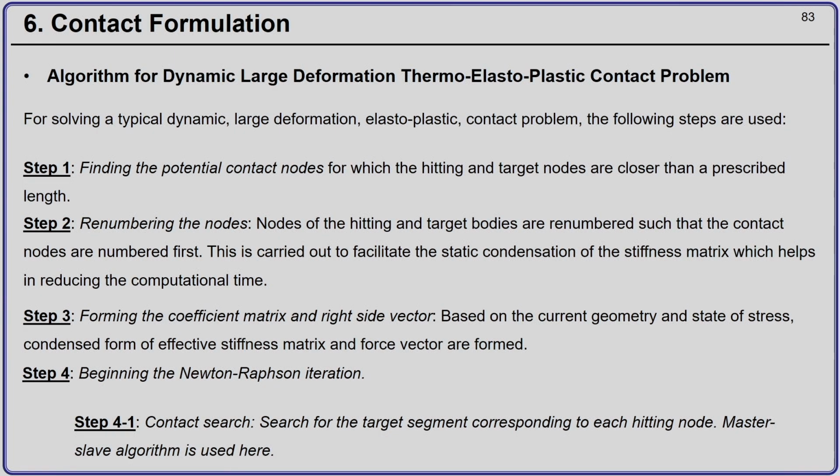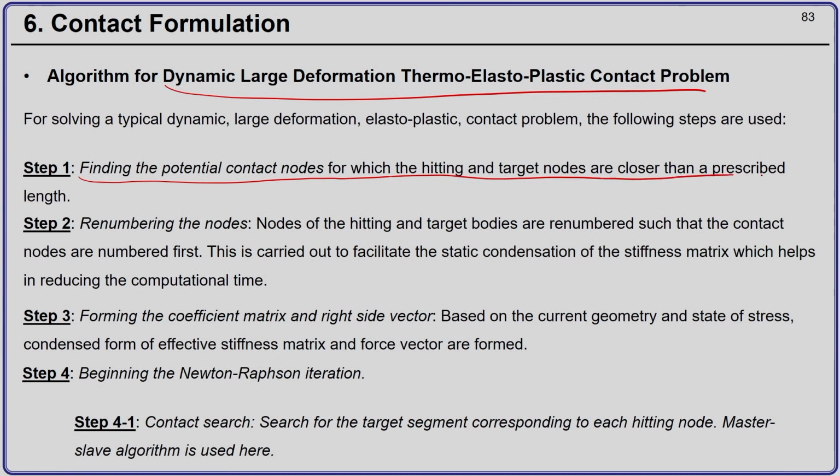Okay. So, what is the algorithm for dynamic large deformation thermoelastoplastic contact problem? Okay. So, the first step is to find the potential contact nodes for which the hitting and target nodes are closer than a prescribed length. Okay. So, when you start a simulation, one body is already a master body, the other is a target body, and then within a prescribed length from the master surface you check whether there are some nodes of the hitting body that are coming in contact.